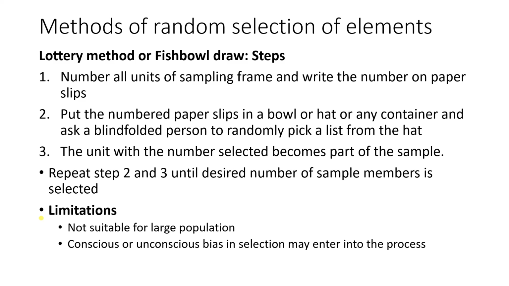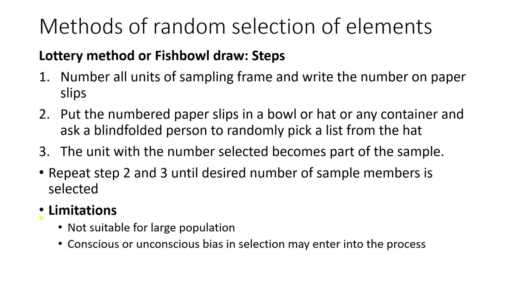And the unit with the number, so suppose I am a blindfolded person and I picked a slip and number 14 is written, then the student who is at serial number 14 or at roll number 14 will be selected in the sample. And we will repeat steps 2 and 3, that is picking up the slips and then including the picked participant in the sample, again and again, up to a point where we reach the desired sample size. So if you have to select 10 participants, we will repeat this process 10 times. So this is a very simple and easiest method.